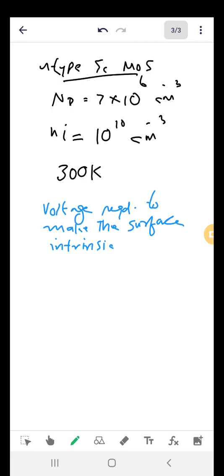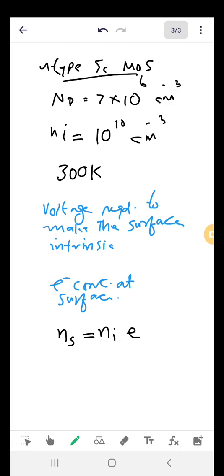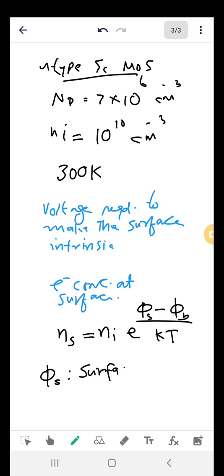So for that we need to find out the electron concentration at the surface, and that electron concentration is given as Ns equal to Ni e to the power minus (phi s minus phi b) by kT, where phi s is the surface potential and phi b is the bulk potential.